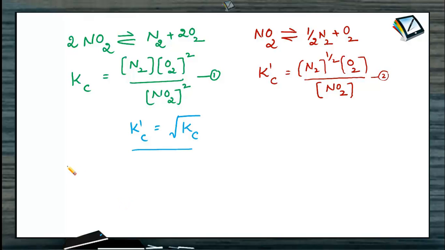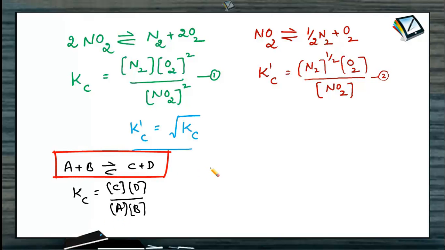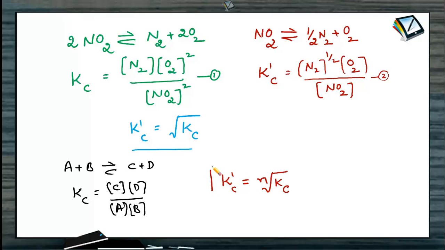Now, if for the general system A plus B giving C plus D, Kc is active mass of C into active mass of D by active mass of A into active mass of B. If this system is divided by n, then the equilibrium constant for the new system, K'c, obtained by dividing the first system with n will become equal to the nth root of Kc. Is it true? Yes.